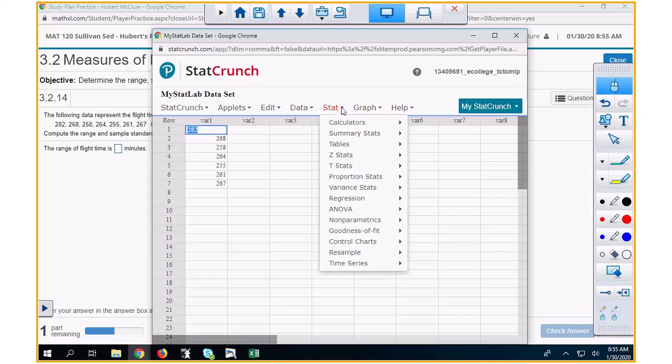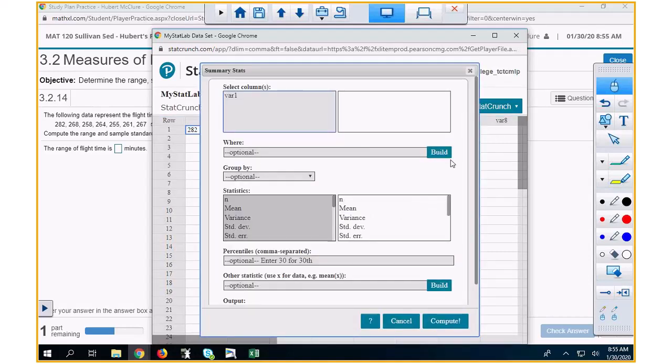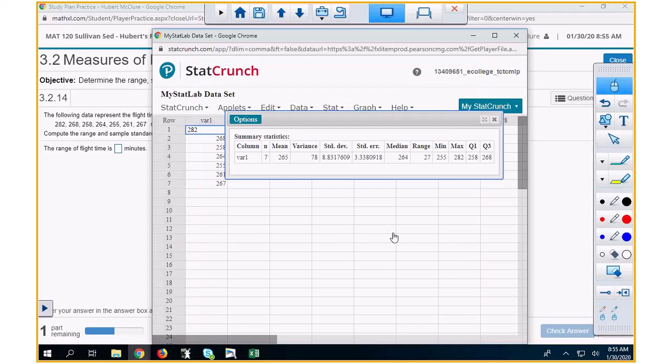And now you hit stat, write this down: summary stat, column. Stat, summary stat, column, hit the column you want to do, and hit compute. Makes you appreciate technology, doesn't it? Now, there's some things it won't give you, and if it doesn't give you that, then you have to find it. I'm also going to show you how to do it on the handy-dandy calculator.